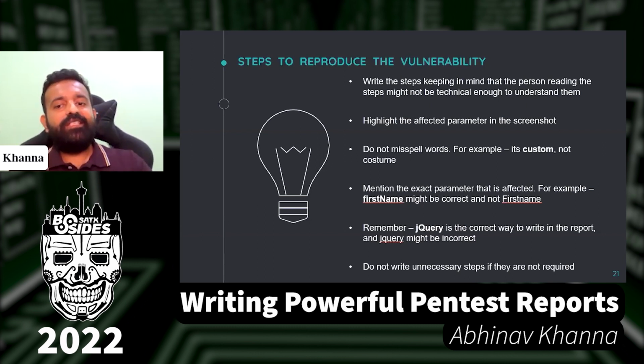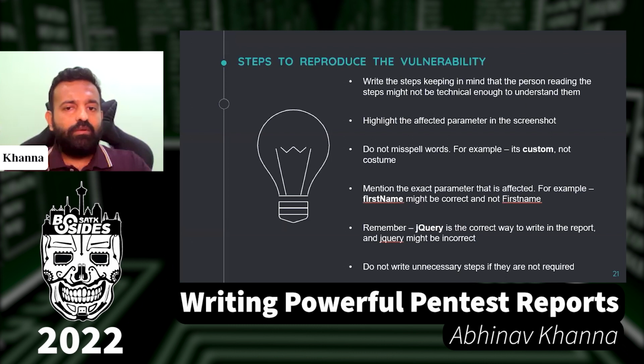Do not write unnecessary steps if they're not required. If a vulnerability of low or informational severity can be explained in a single step or two steps, there's no need to write four or five steps for it. You are unnecessarily killing your time and you are going to kill the reader's time as well by doing so.